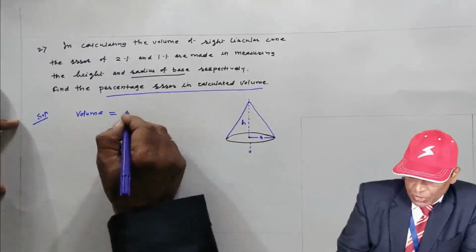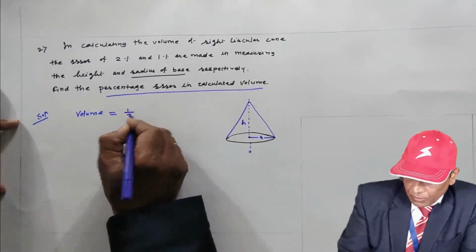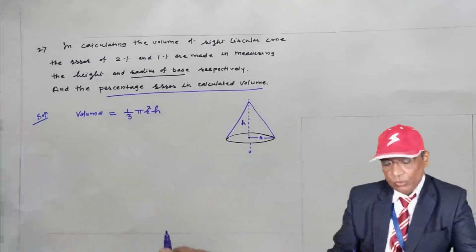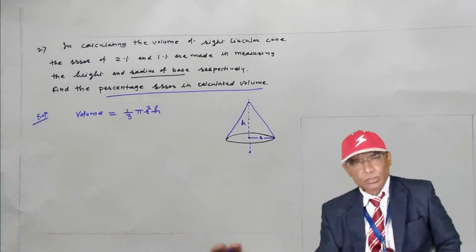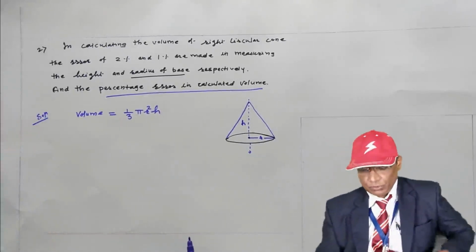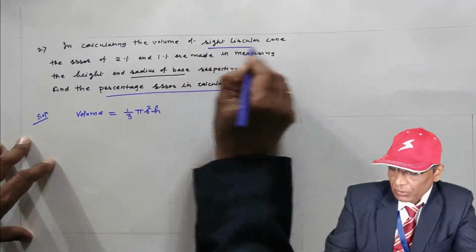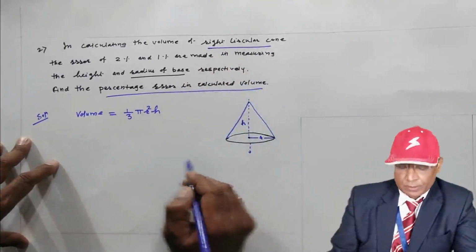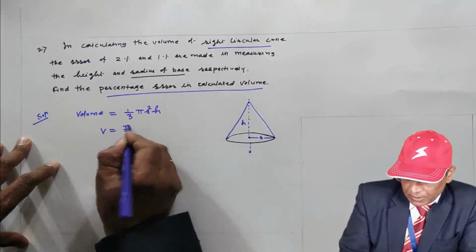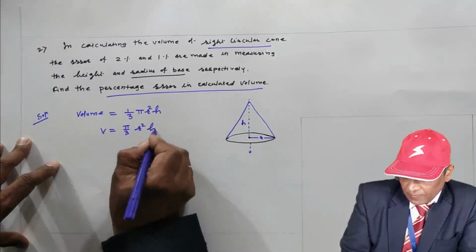Volume is what? 1 by 3 pi r square h is the volume of right circular cone. This is the formula for the volume of right circular cone. Now I am denoting it by V. V is equal to 1 by 3 or pi by 3 r square h.